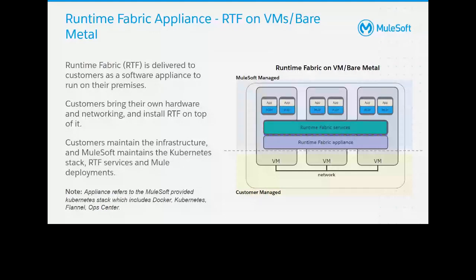With Runtime Fabric, you get multi-cloud support. So you can deploy your Mule runtimes across your cloud environments like Azure, AWS, GCP, or even your bare metal servers. You can have virtual machines running on your bare metal servers. You can install Runtime Fabric on that as well. And you can now register and connect all of these different environments in the Anypoint platform and manage all the different Runtime Fabric clusters from one single pane of glass.